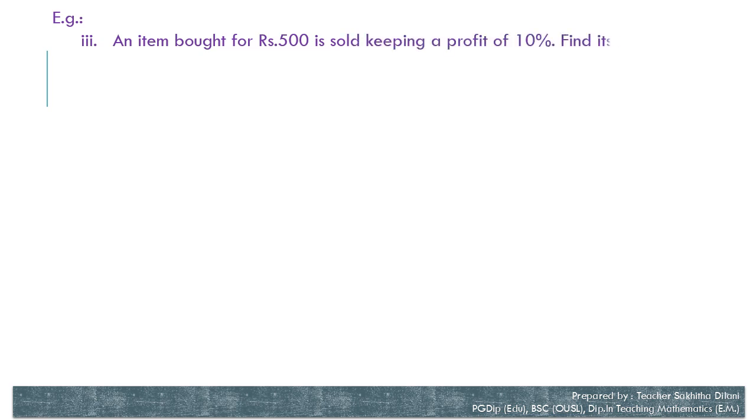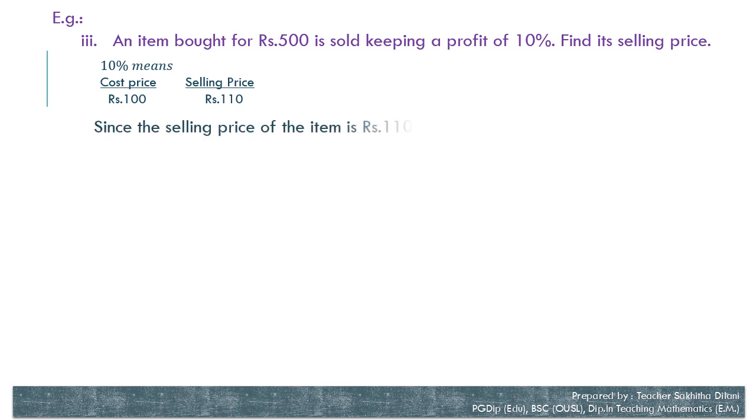The third example. An item bought for 500 rupees is sold keeping a profit of 10%. Find its selling price. 10% means if the cost price is 100 rupees, the selling price is 110 rupees. Since the selling price of the item is 110, which is bought for 100 rupees, in the equation y equals kx, those values are substituted. Then 110 equals k into 100.